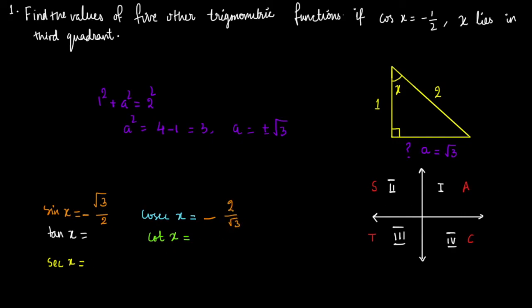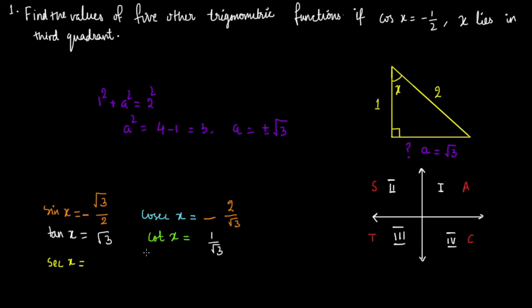Now let's come to tan x. So tan x is opposite side by adjacent side, right? So it would be root 3. And then cot x would be what? Reciprocal of this, which is 1 by root 3. Let's check the signs. So since the angle is in the third quadrant, tan x is positive. Consequently, cot x would also be positive.